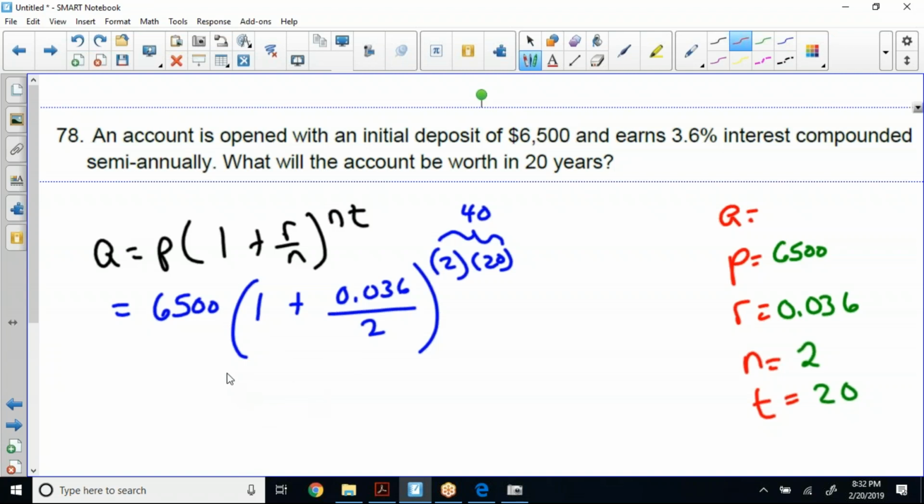That leaves me, just so you can see on your calculator, I'm not going to clear anything yet, with 6,500 times 2.0413. Which power am I going to take? The caret, right above the division sign, raised to the 40th power. And then times 6,500. That's going to give me $13,268.58.